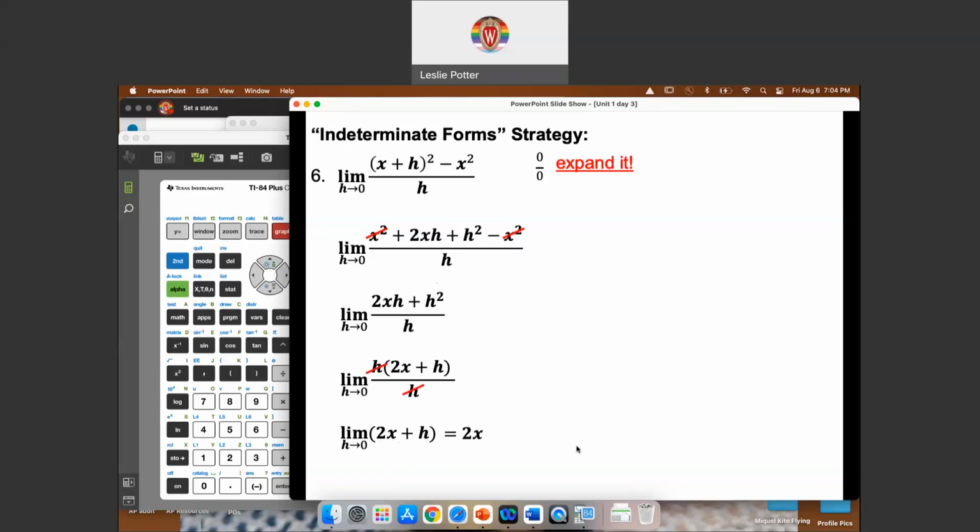Notice this limit. It's not a number. It's 2x. It's 2 times whatever x is. If I put 7 and 7 here, then this would be 14. If I put 10 and 10 here, then this would be 20. If I put -2 and -2 here, then this would be -4. So in this case, this limit is an algebraic limit, and that's okay. Sometimes that happens.